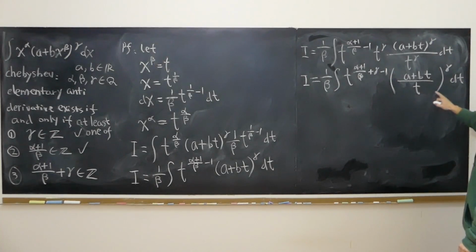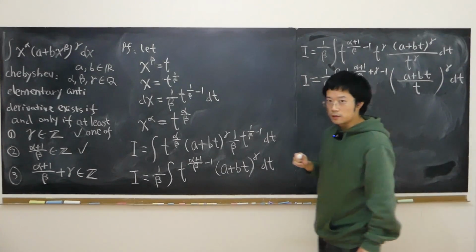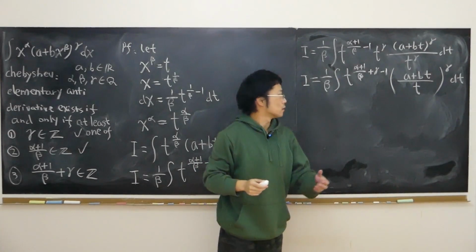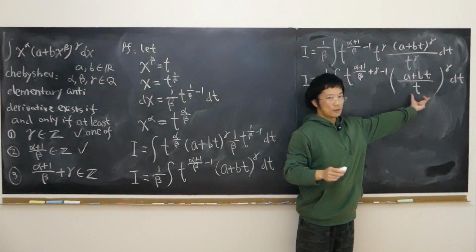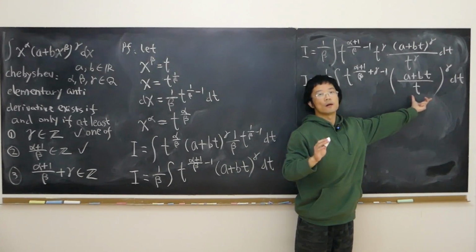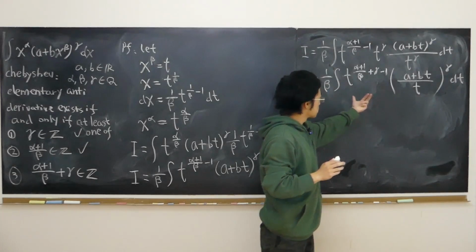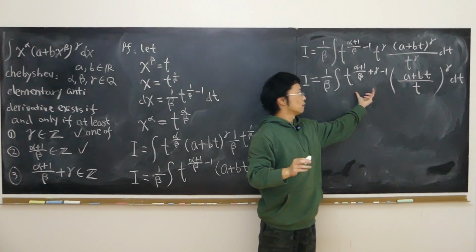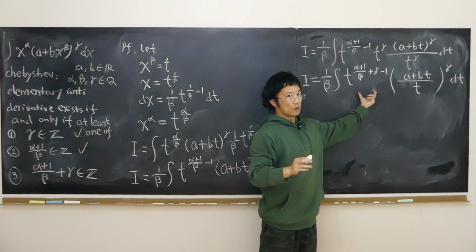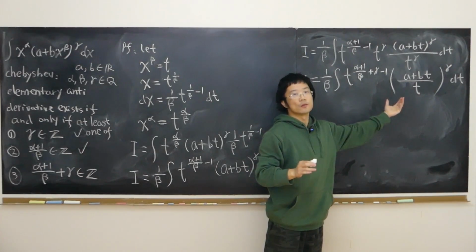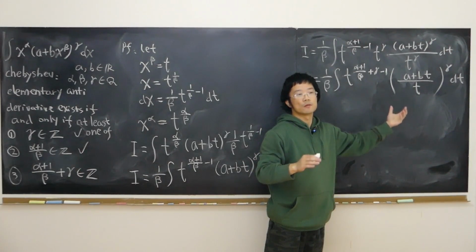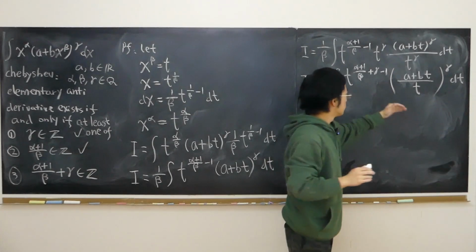So again, let's look at this. In the best case scenario, if gamma is a positive integer or a negative integer, this is going to automatically turn into a rational function in terms of t as well. And when you multiply that by the polynomial in terms of t, it's going to again become a rational function in terms of t, which is easily solvable in terms of finding its antiderivative.